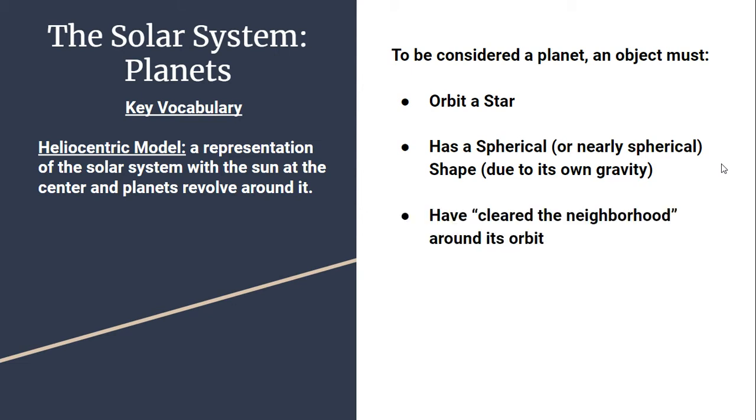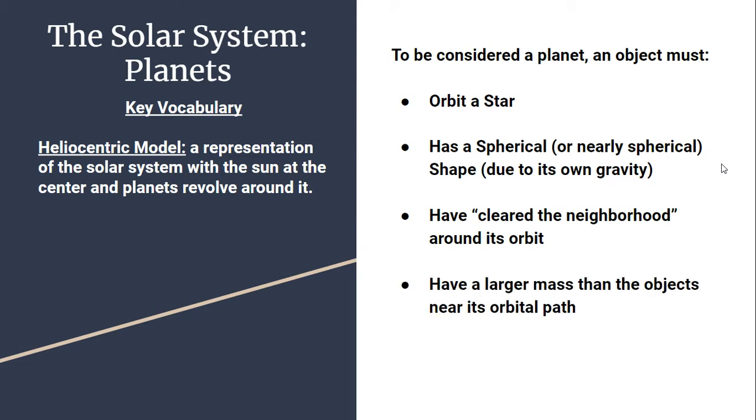It also has to have cleared the neighborhood. And this in astronomy means that along its orbit, it's cleared out, collided, and bumped out or fused with all of the other materials in its orbit. It's kind of swept up all of the other debris and items that were in its path.